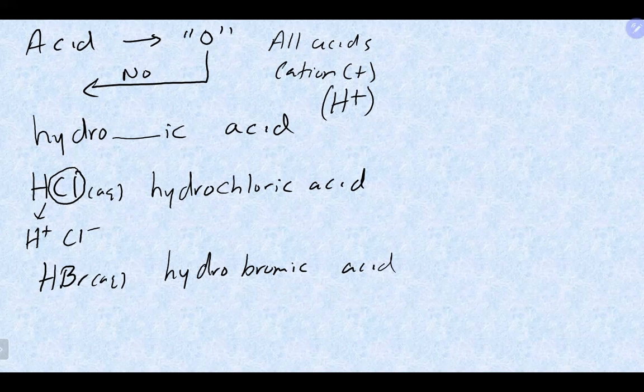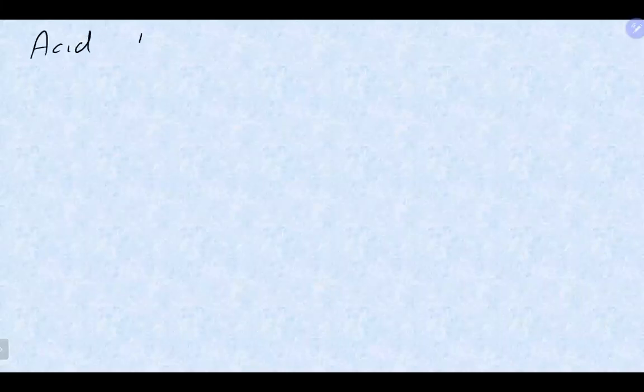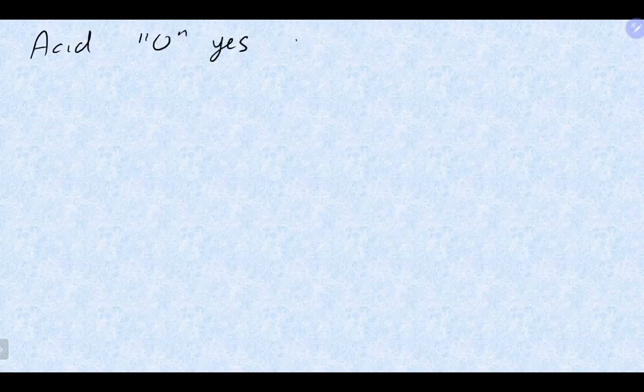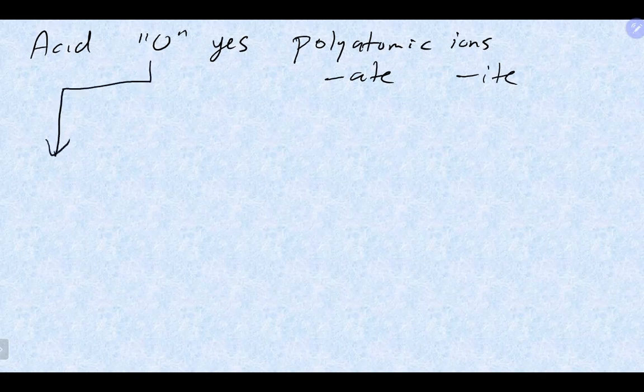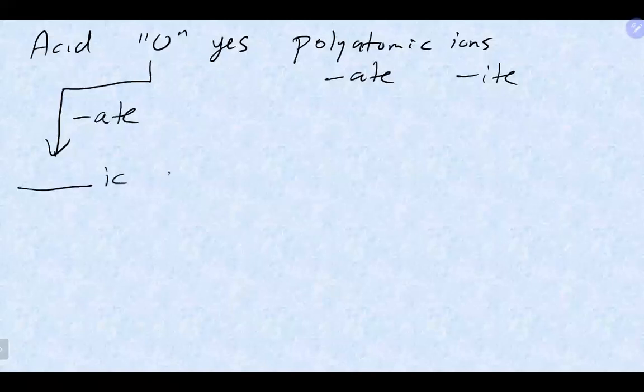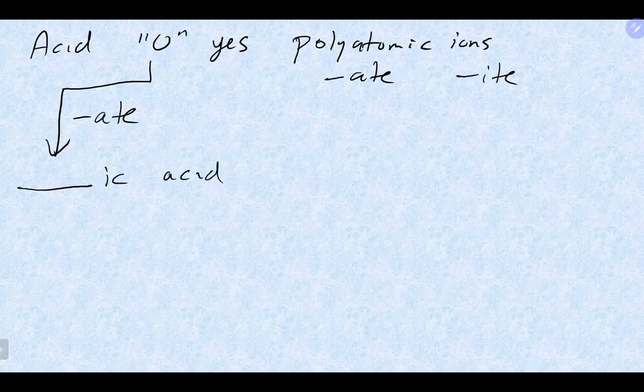Now, if your acid does have oxygen in it, then it will contain what we were just talking about, our favorite things, which are polyatomic ions. And the polyatomic ion, which we just talked about, will end in one of two ways. Either they will end in ate or they will end in ite, right? Those are pretty much the two ways. So if your acid does have oxygen and your polyatomic ion ends in ate, your acid is something ic acid. Like you ate too much is icky. There is no hydro, by the way. Hydro is for things with no oxygen.